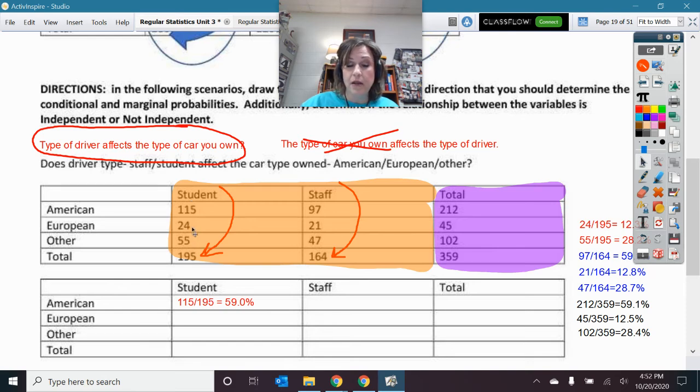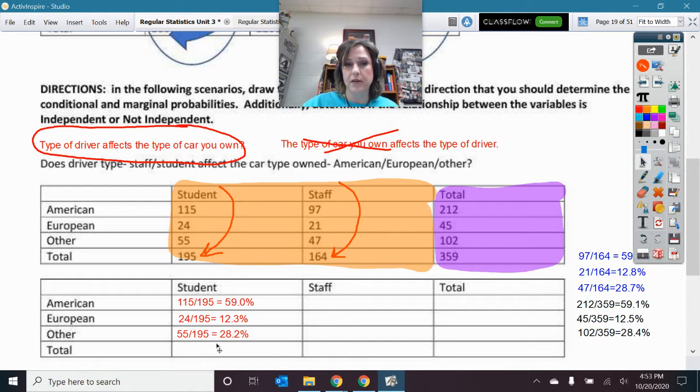Okay, European, out of the students, 24 out of 195. There it is. 24 out of 195. That came out to 12.3%. All right. What percent of the students own another type of car, an Asian or Canadian or whatever? Then there we go. 28.2%. Okay. So that's the total, conditional upon you being a student, the rate at which you own those cars.